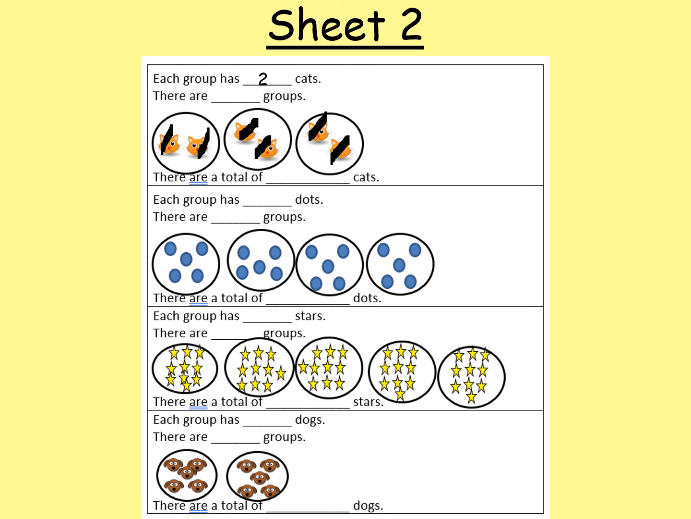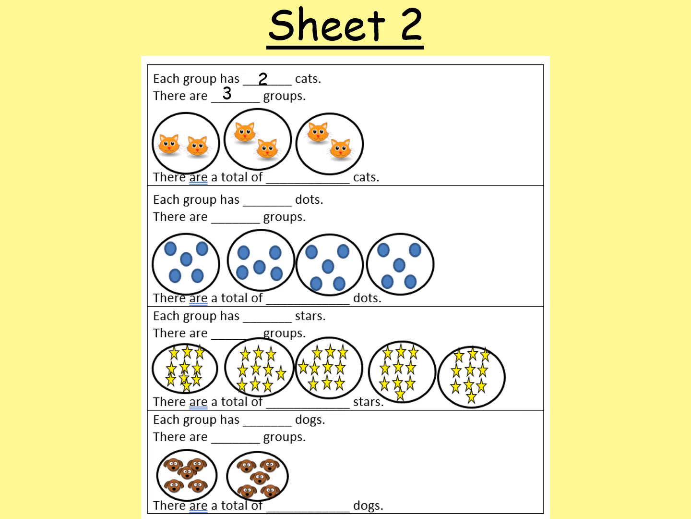Then it says there are how many groups? How many groups are there? Well, let's find out, children. How many groups of cats do we have? Look, there's our first group, there's our second group, there's our third group. So that means we have 3 groups of cats.